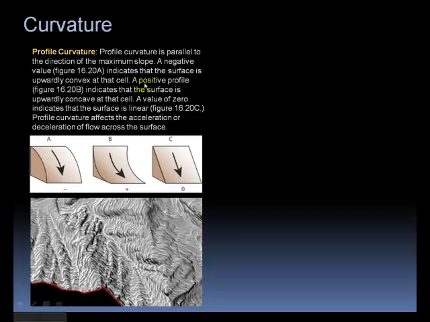When we talk about profile curvature, we're talking about acceleration or deceleration as you cross the cell in the downslope direction. A profile curvature of 0 means there's no change in the slope as you cross the cell. So a negative value is an acceleration. A positive value of profile curvature is a deceleration.